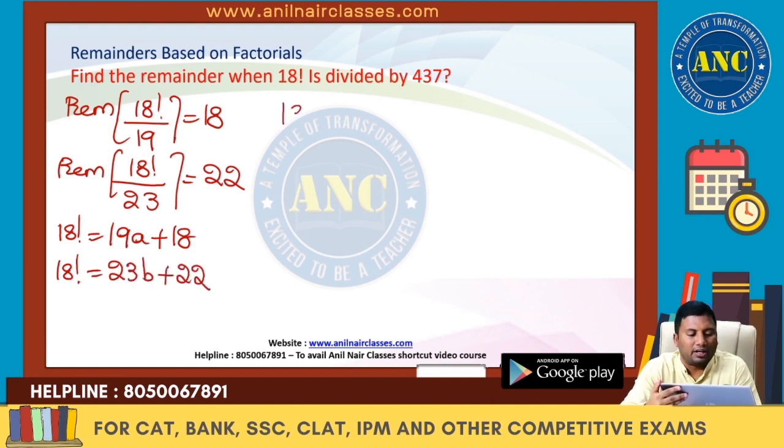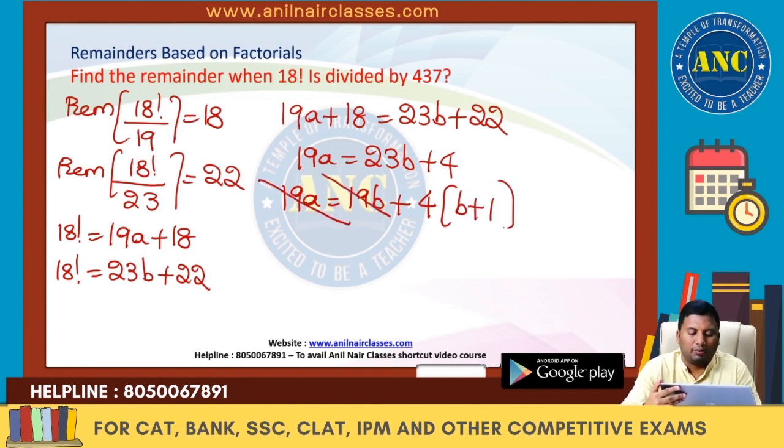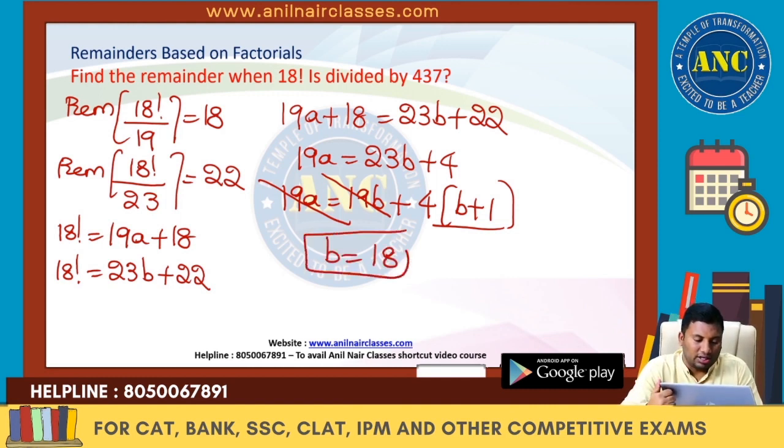So if I equate both the equations, 19a plus 18 equivalent to 23b plus 22. So 19a equivalent to 23b plus 4. This is nothing but 19a equivalent to 19b plus 4 into b plus 1. Divisible by 19, divisible by 19. 4 into b plus 1. 4 is not divisible by 19. B value is 18.